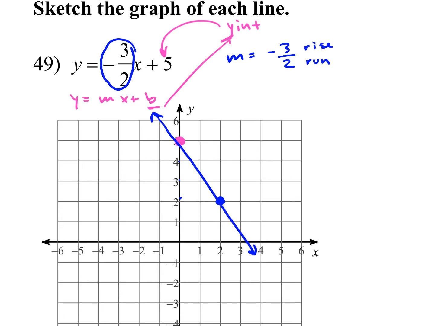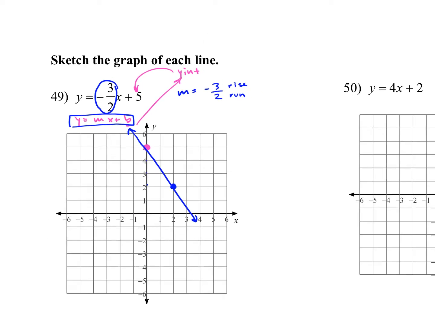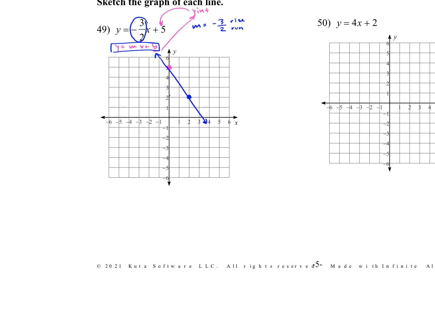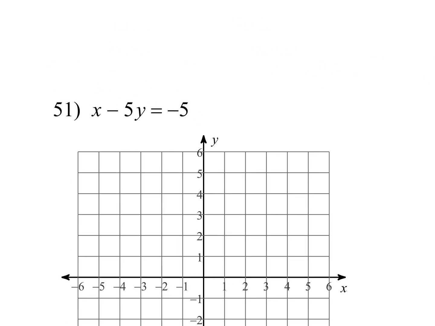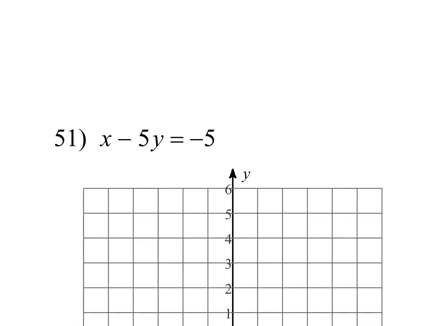So in graphing, you always want to get your equation to be y equals mx plus b. Sometimes you may have to rearrange it, because that way you can clearly see what your y-intercept is and what your slope is. So for 51, it's not in y equals mx plus b, so what can I do to get it into that form?